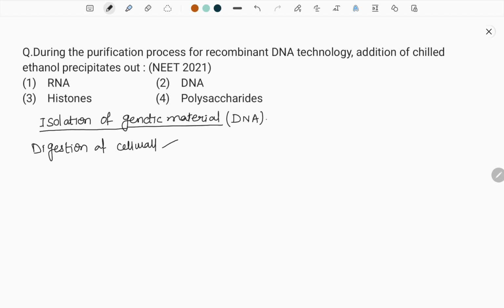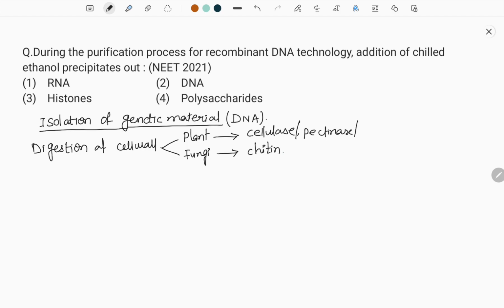If the cell wall is of plant, then we apply the enzyme cellulase. It can be pectinase or it can be hemicellulase, because we know that the plant cell wall is made up of cellulose, hemicellulose, pectin, polysaccharides, etc. If it is a fungal cell wall, the cell wall is digested by the enzyme called chitinase.